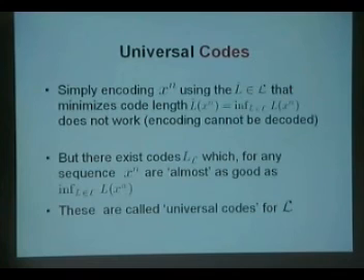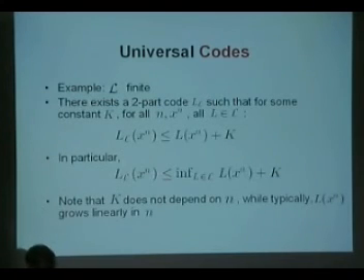But now it turns out, it's kind of magic of information theory, that there exist codes which, no matter what sequence you get, are almost as good as the code that's optimal for that particular sequence. So it's almost like using the code which is best for the sequence. You have the code which is best with hindsight, after seeing the data. Now such codes are called universal codes relative to the set of candidate codes curly L. And of course, this is not a formal definition, just to give you an intuitive idea of what a universal code is. Here's an example.